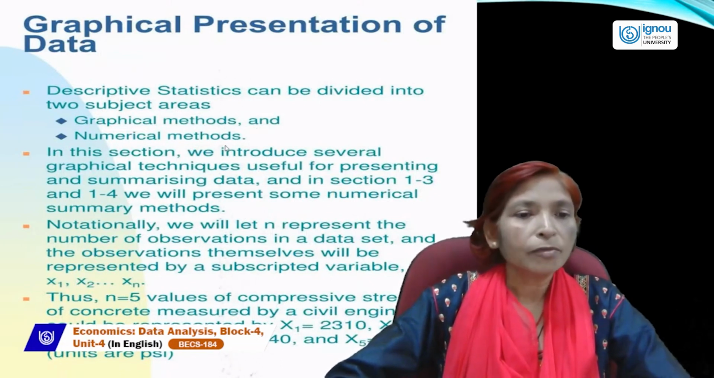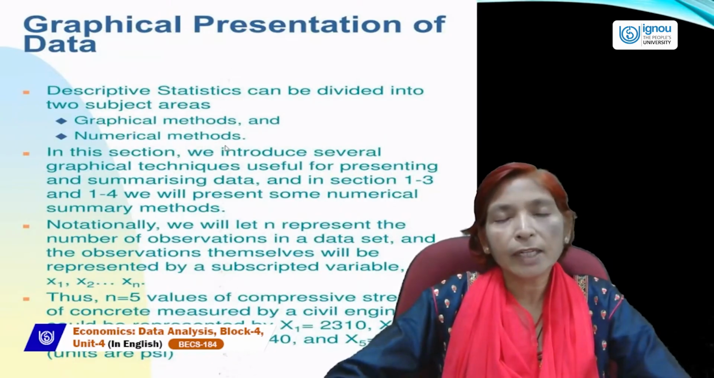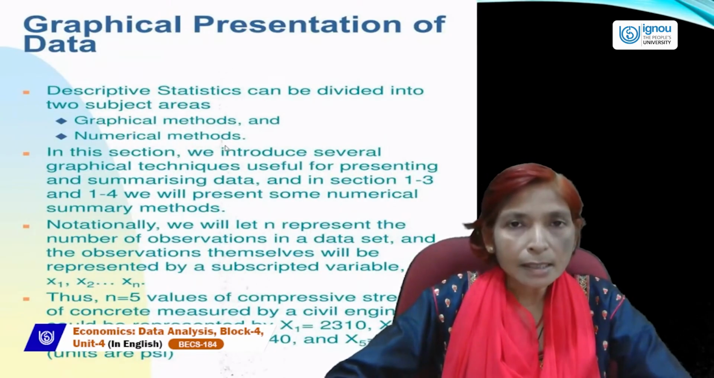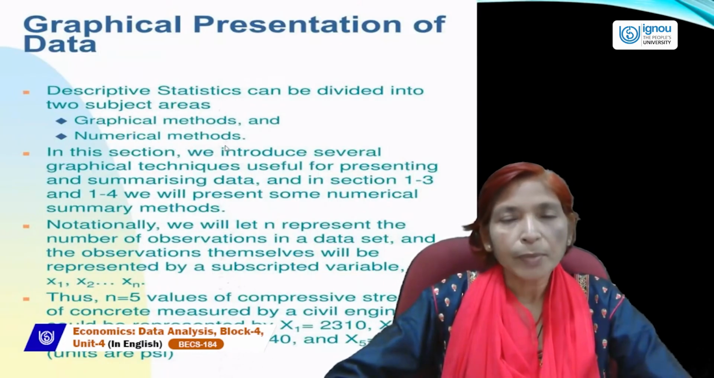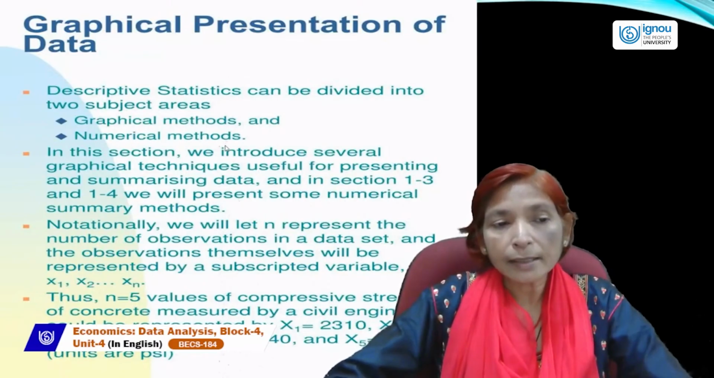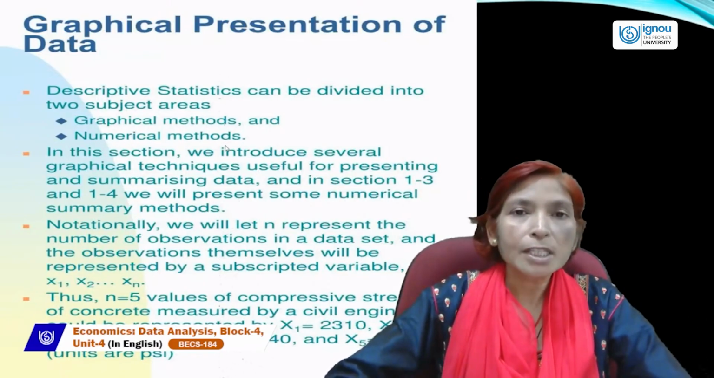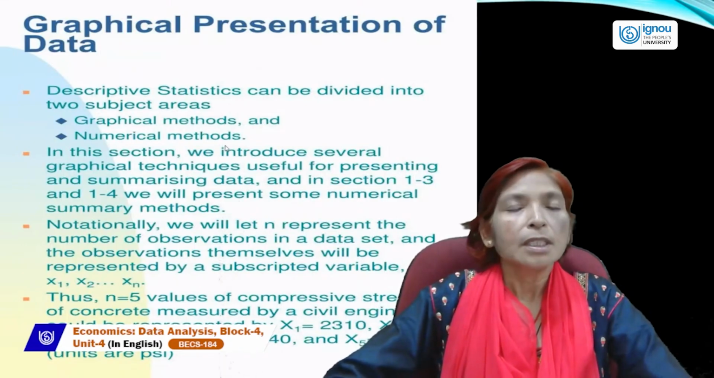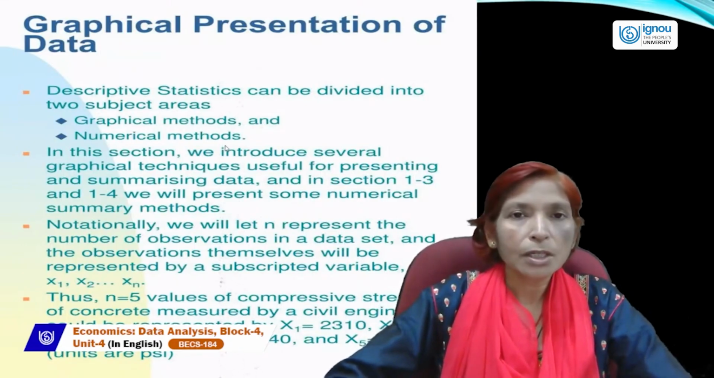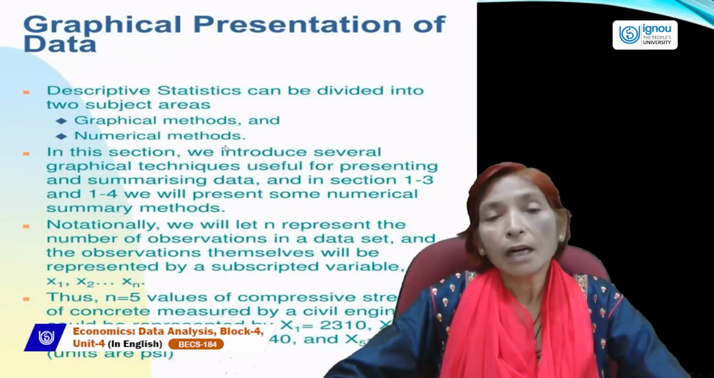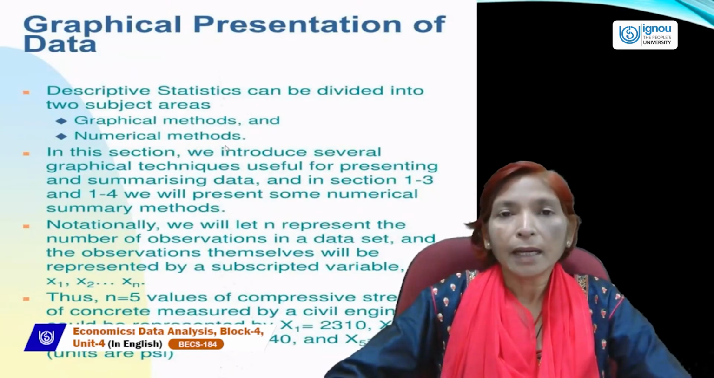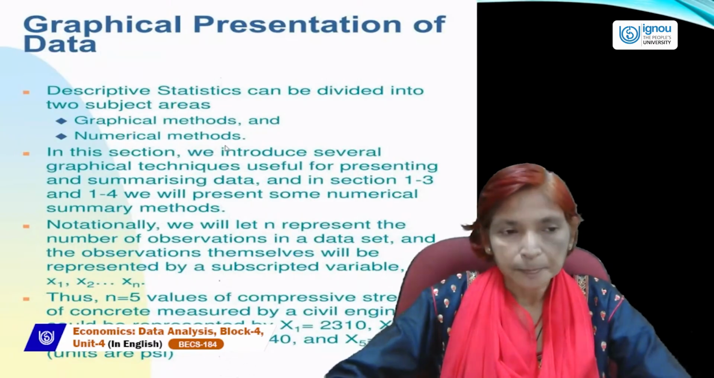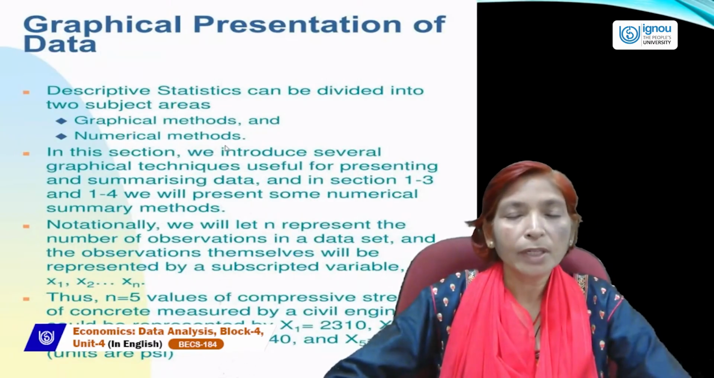In the numerical method, we have discussed in the last sessions the different measures of central tendency, in which mean, median, mode, you can use to analyze the data in numerical terms, and measures of dispersion, in which you have studied standard deviation, mean deviation, range, quartile deviation, next skewness, kurtosis. These are the different numerical methods for analyzing the data. But the other way of analyzing the data is the graphical method, which is also a part of descriptive statistics.